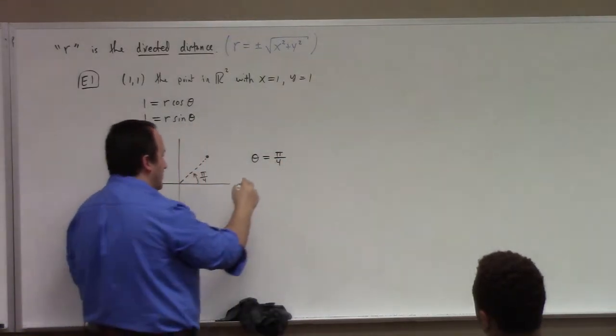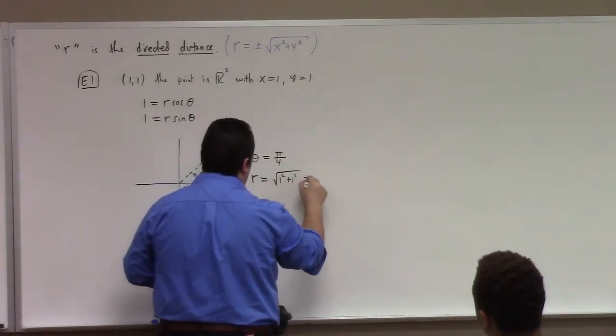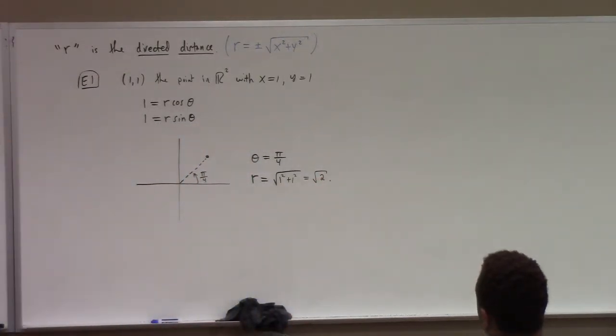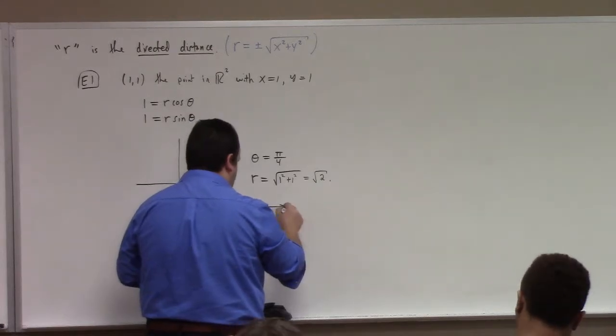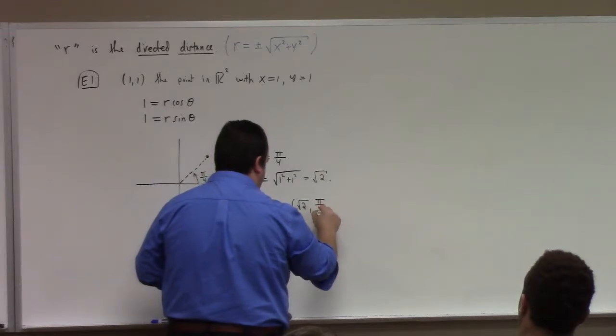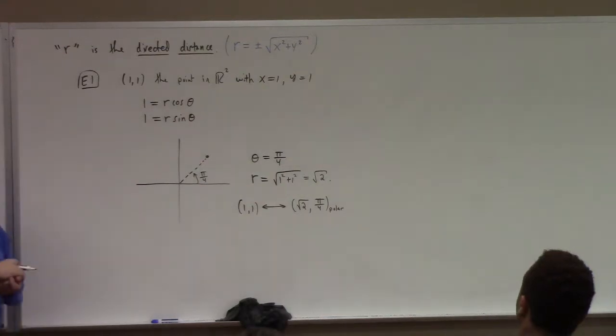And r equals the square root of 1 squared plus 1 squared, right? Square root of 2. So the point 1, 1 has polar coordinates square root of 2 and pi over 4, right? So we could say this, 1, 1 corresponds to the square root of 2, pi over 4 in polars. I'm going to write that little subpolar until I get really tired of it, because I think it's helpful.